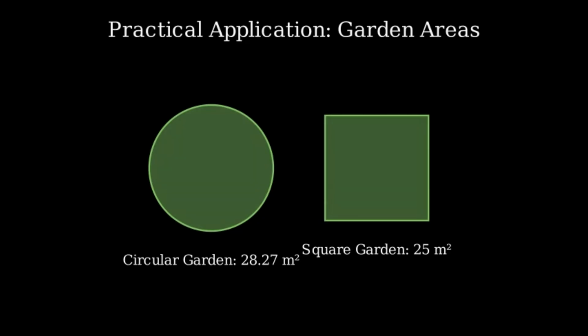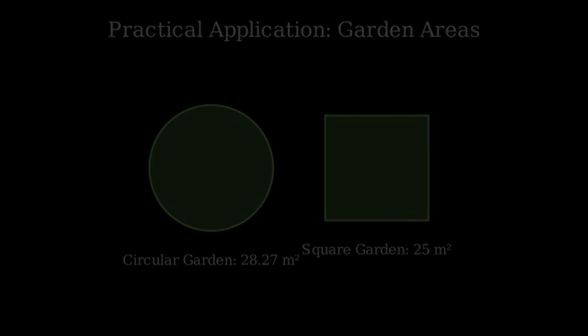This practical gardening example illustrates why the circle area formula is so valuable in real-world applications. From garden design to engineering, understanding that the area equals pi r squared allows us to calculate space efficiently. Let's explore how the area of a circle changes as its radius increases. This relationship is one of the most fundamental concepts in geometry and has countless applications in science and engineering.